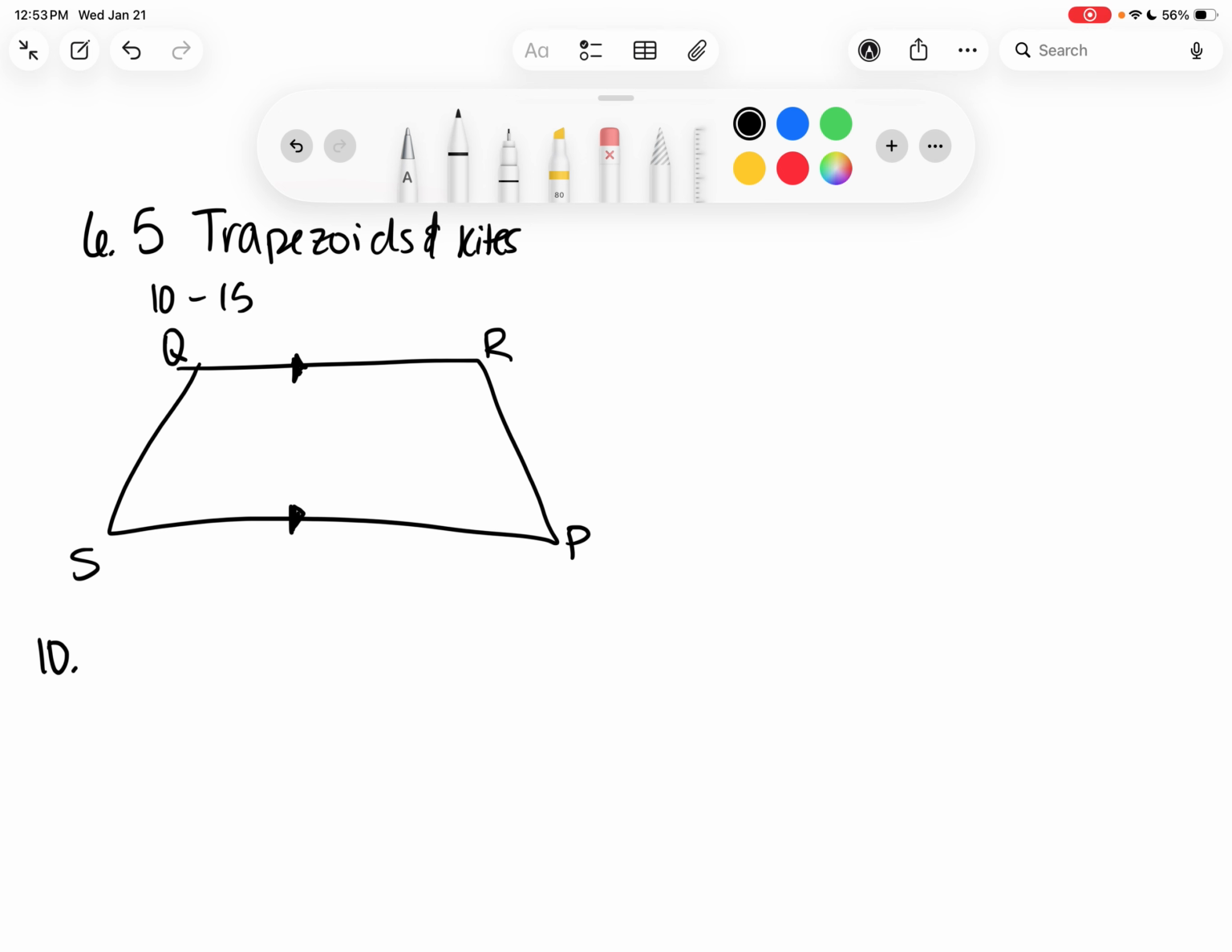So number 10, we're looking at QR and PS. Okay, so we're classifying them as bases, consecutive sides, legs, diagonals, base angles, or opposite angles. So QR and SP or PS are what part of the trapezoid? Yep, bases.